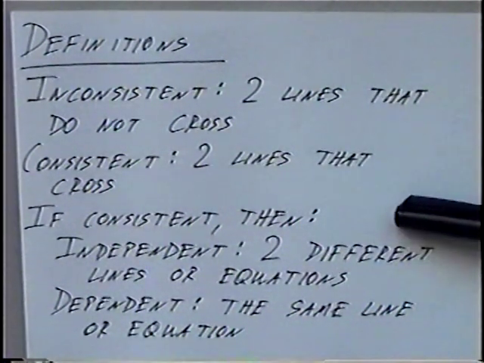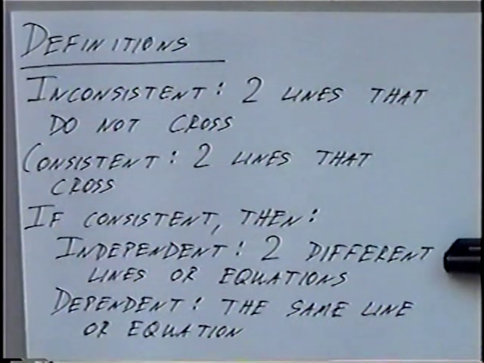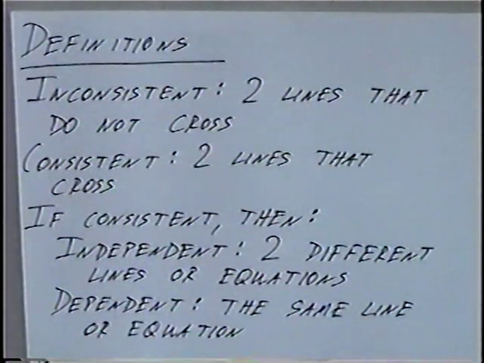If two lines are consistent, they're either independent or dependent. Independent lines are two different lines or equations, and dependent lines are the same line or same equation.